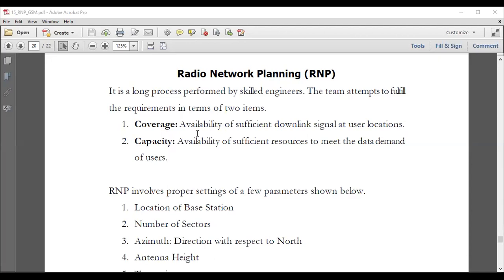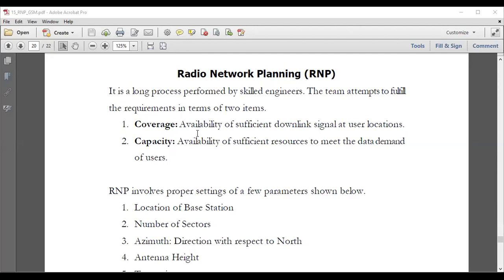The engineers don't provide the same type of quality everywhere. In rural areas, they don't provide the same type of quality, because it's all about revenue. It's all about money making.